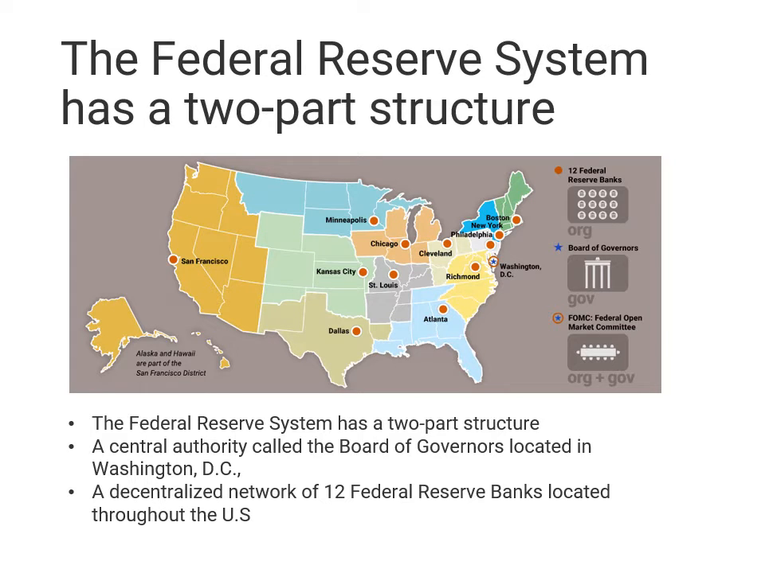When we talk about the Federal Reserve System, it actually comprises two key components, a two-part structure. The first one is a central authority named the Board of Governors, which is located in Washington, D.C., and Jay Powell is the chair of that. The second one is a decentralized network comprising 12 Federal Reserve Banks located throughout the US, such as Chicago, St. Louis, Boston, New York.